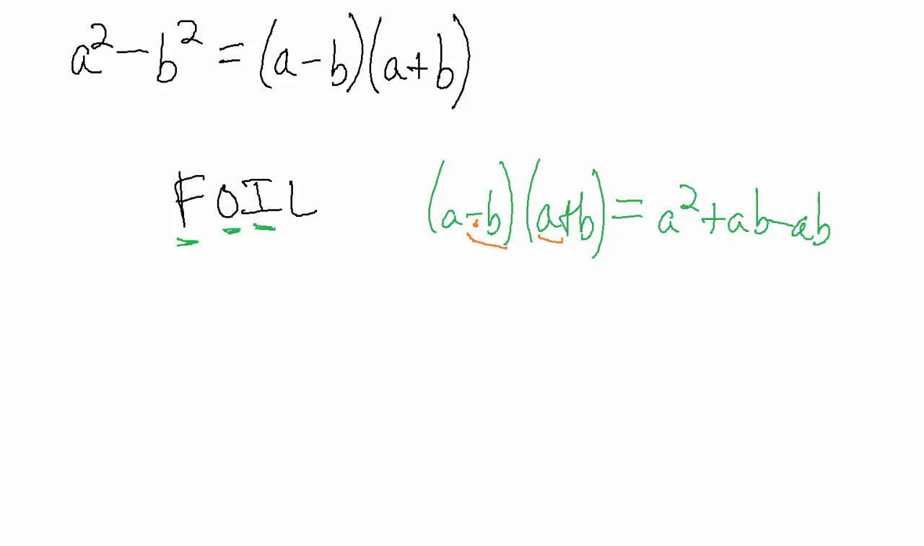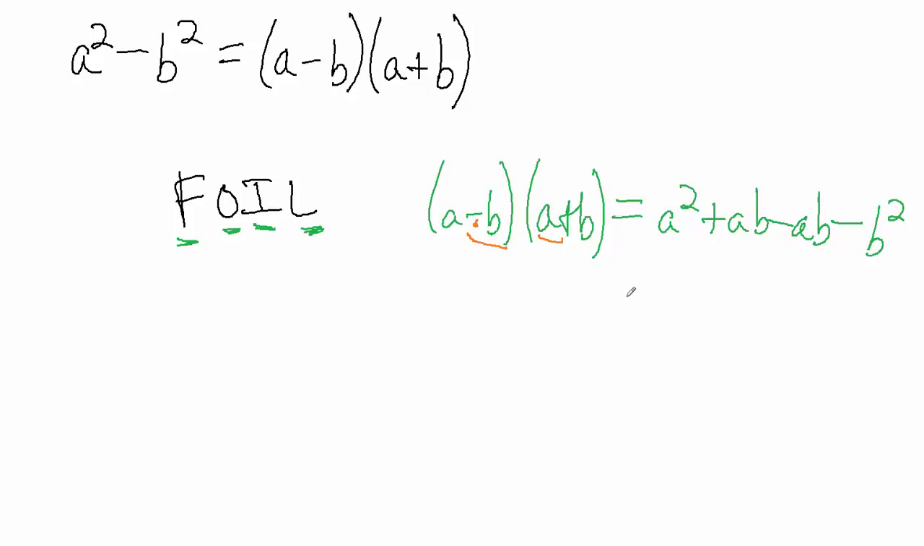Okay, and then lastly, the L stands for last, which means last terms. So this minus b right here is the last term in this part. This plus b right here is the last term in this part. So multiply them together and we get minus b squared. And again, this minus sign here comes from this minus sign right here.